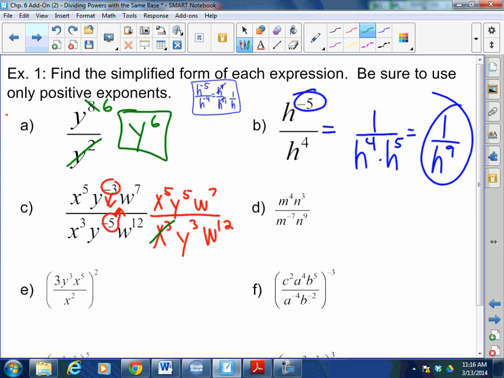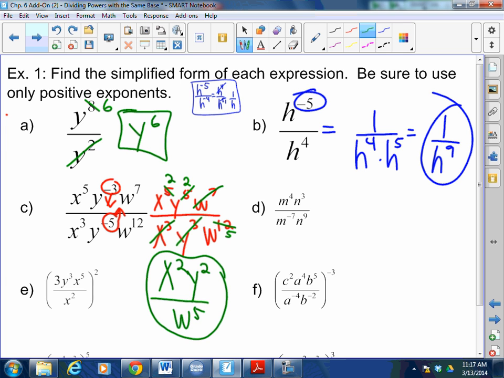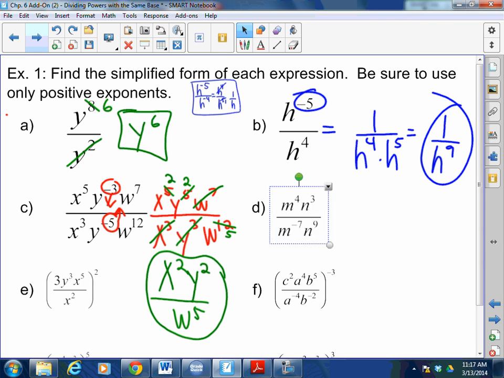I got 3 x's here, get rid of 3 from here, so I'm left with an x squared. Do you see that? I get rid of 3 y's from the denominator, 3 from the numerator, I'm left with y squared. Does everyone see that? I got 7 w's in the numerator, get rid of 7 in the denominator, I'm left with w to the 5th power in the denominator. Does everyone see that? Go ahead. Someone said wait, I'm here. What's up? Are you sure, my man? Everyone sees it. Cool. Thank you. Next.